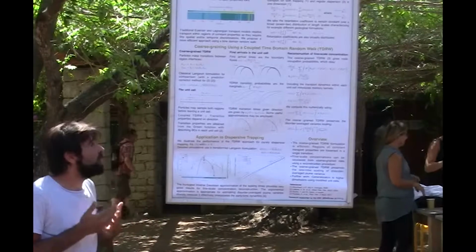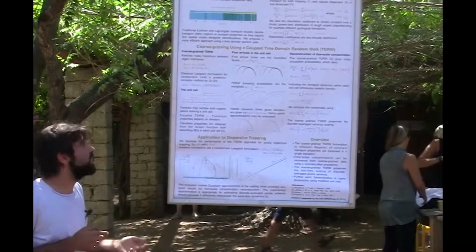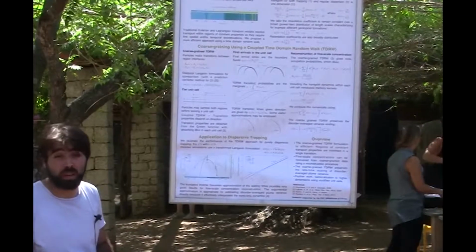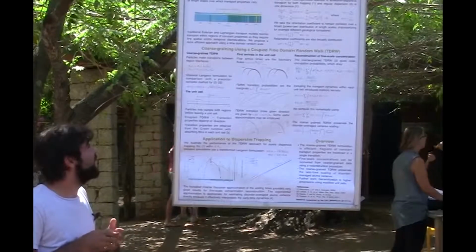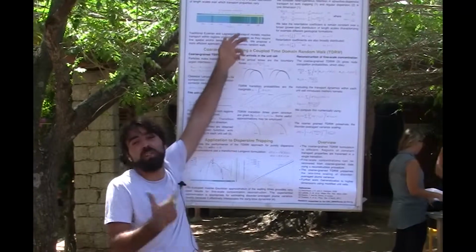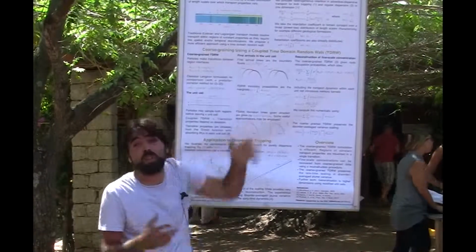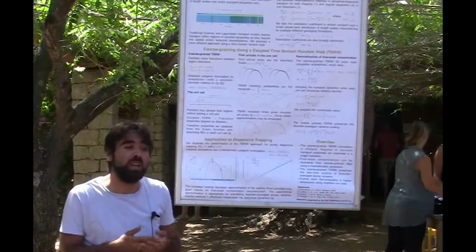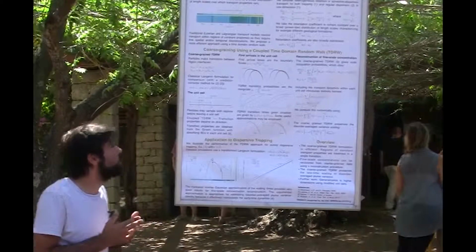Okay? So the problem with the traditional techniques, whether they be Lagrangian or Eulerian, is that it takes a long time to run these simulations because you are overly resolving, let's say, these areas where the transport properties stay constant. And so there should be a more efficient way to do this.